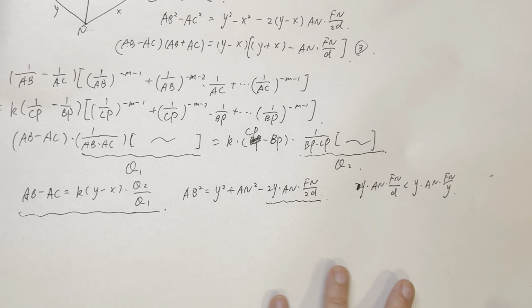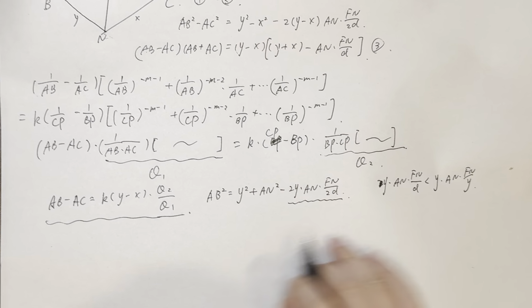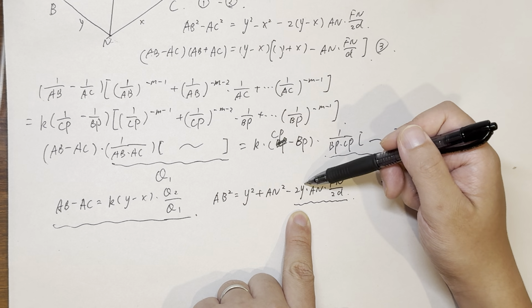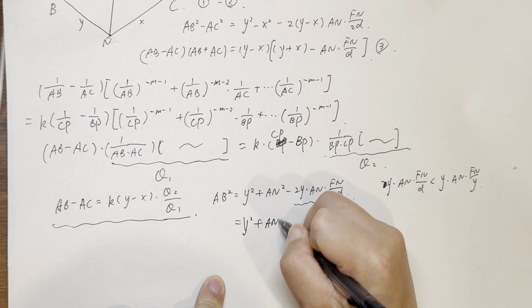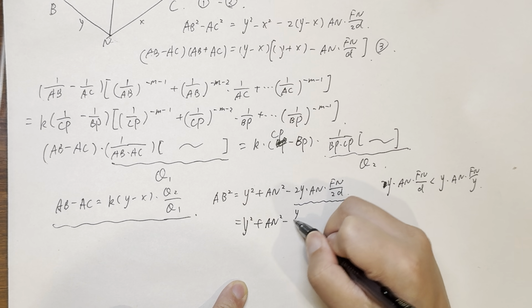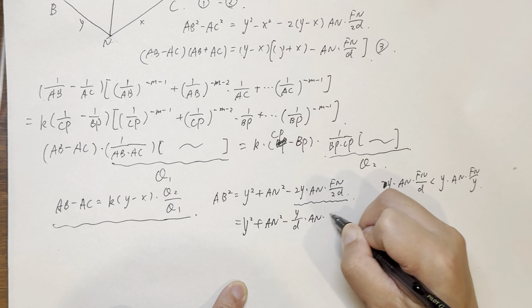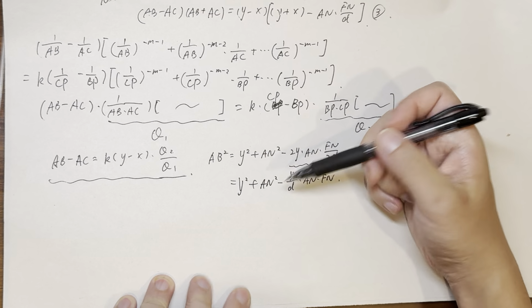No, it may make you confused why I'm going to do this. So let me explain. If you look at here, y squared plus AN squared minus y2d times AN times FN. Okay, that's easier to think about.